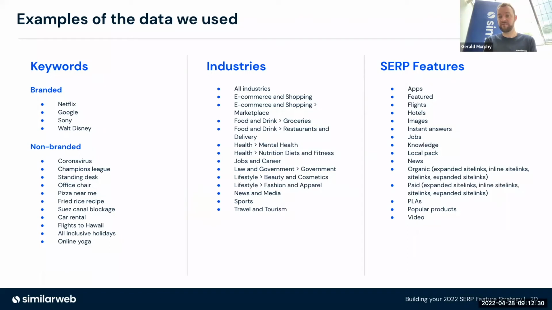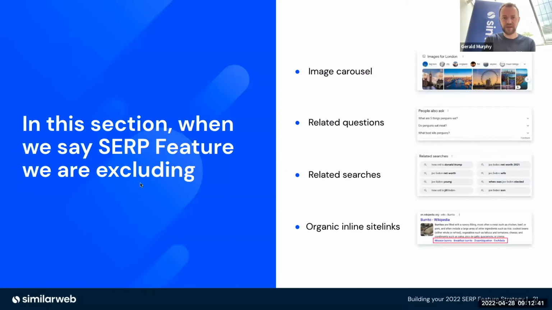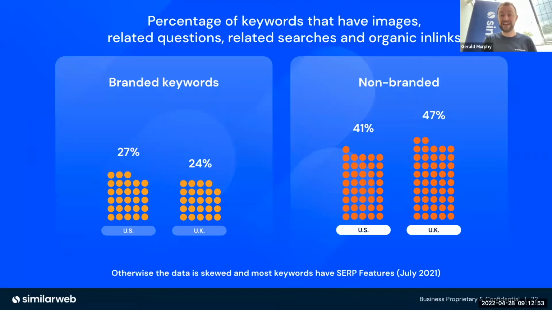And when we say SERP features, we mean some of these things on the far right-hand side of this slide. For example, apps in the case of mobile, instant answers in the case of both devices. In this section, we're actually excluding 4 SERP features: images, related questions, related searches, and organic site links. And here's why. Out of those 4 billion keywords we analysed, the majority have at least one, if not all 4 of those SERP features.